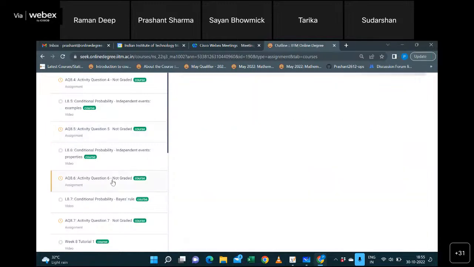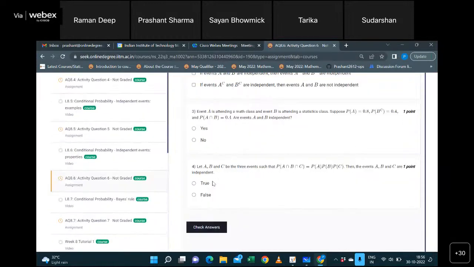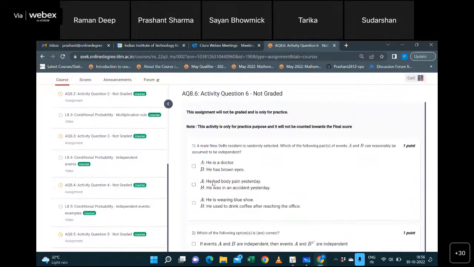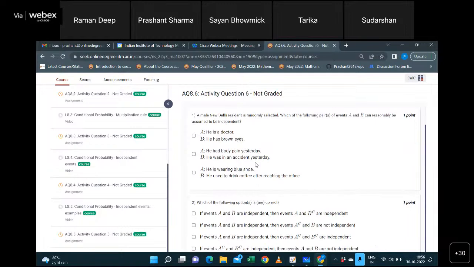Okay, so in lecture 8.6, does any one of you have a doubt in this activity? Here it's simple. In the first question: a male New Delhi resident is randomly selected. Which of the following pair or pairs of events A and B can reasonably be assumed to be independent? Here you have to think reasonably. What should be the correct option? The first and last one. I mean, first and third.